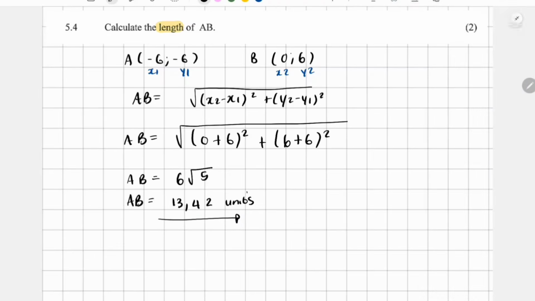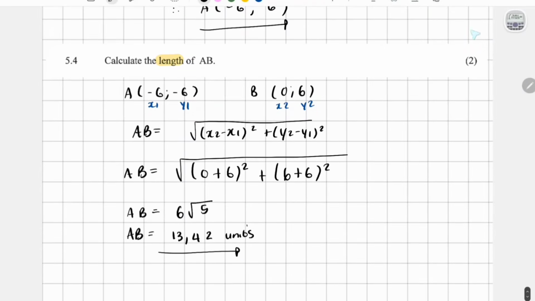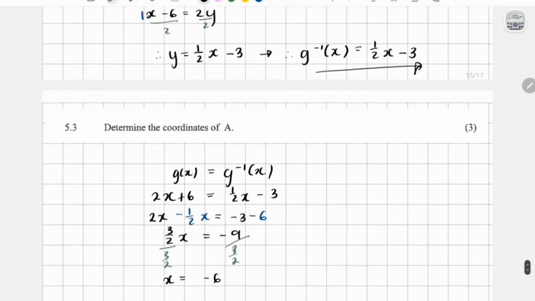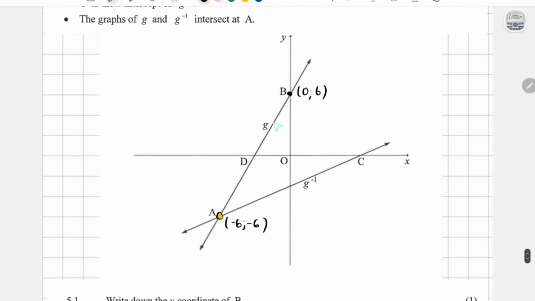Okay, and now we move on to the last question in question 5. Okay, so the last question, 5.5, says we have to calculate the area of triangle ABC. So let me just draw the triangle out so that we can look at it and see how we can find the area of this. Okay, so this is the triangle that we have.